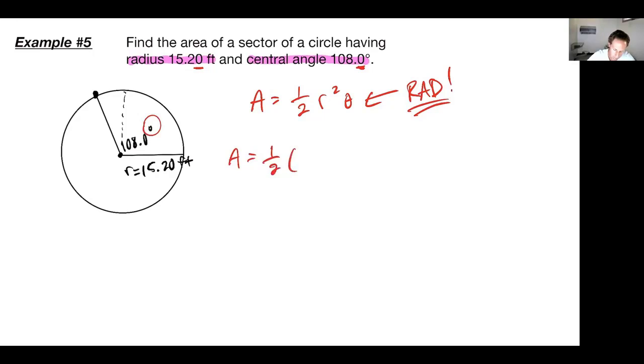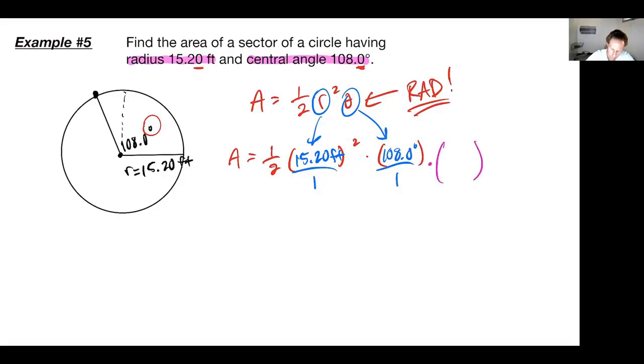We'll take the 1/2, we'll take the r, square it, and multiply it times that theta. So my r was 15.20 feet, and our theta that they gave us was 108.0 degrees. But of course, they gave it to us in degrees, and this equation only works if we are multiplying with a radian angle measurement. So we will once again multiply by that pi over 180. If you didn't have it memorized before this section, you hopefully do now. And now we get to punch all that into our calculator.